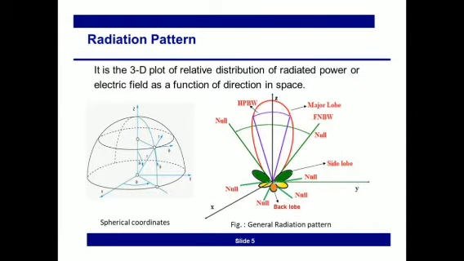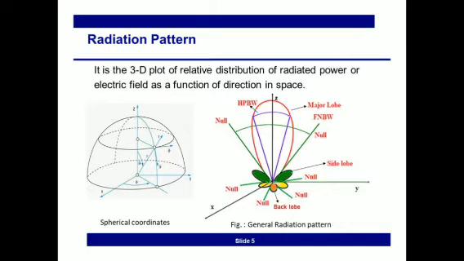So radiation pattern is the space side parameter which we will be discussing in this particular video lecture. Now what is the radiation pattern? The radiation pattern is basically a three-dimensional plot of the relative distribution of the radiated power or electric field as a function of theta and phi in space. So it is basically a three-dimensional plot which gives you the magnitude of the radiation field.